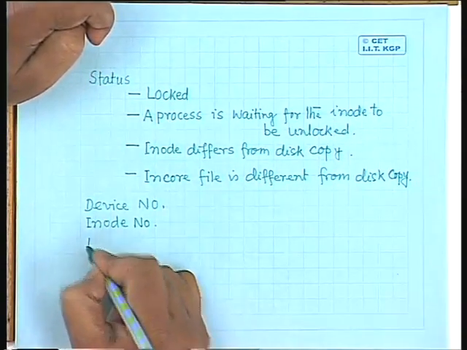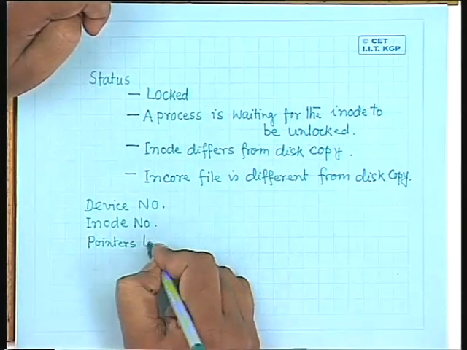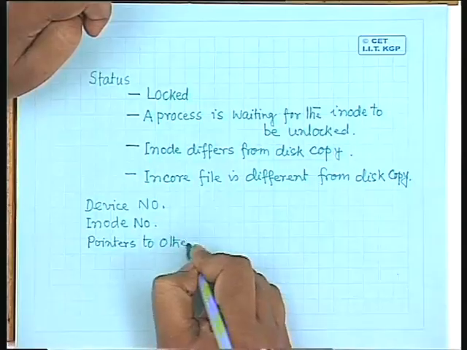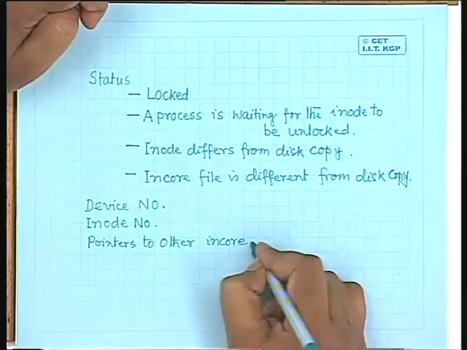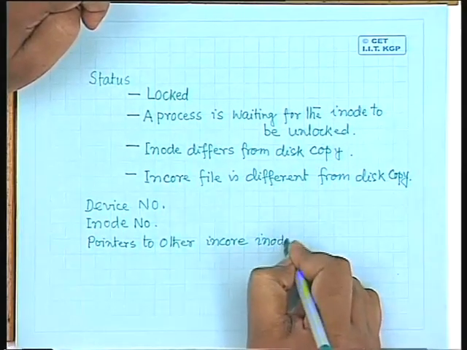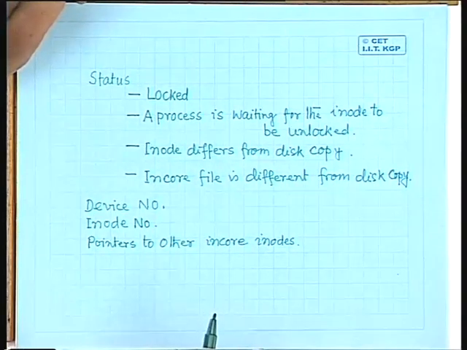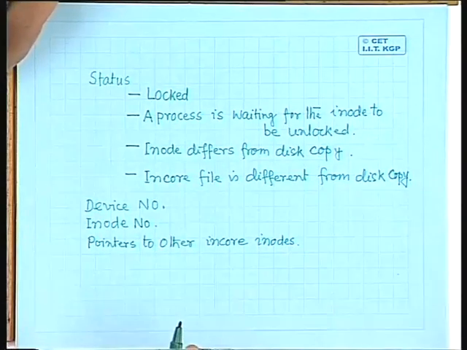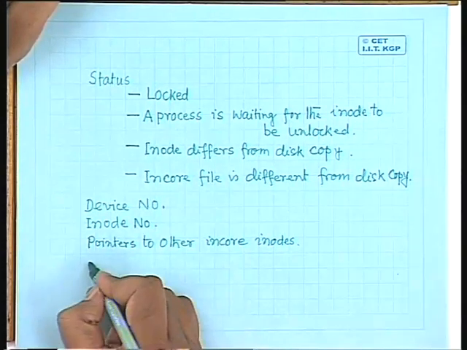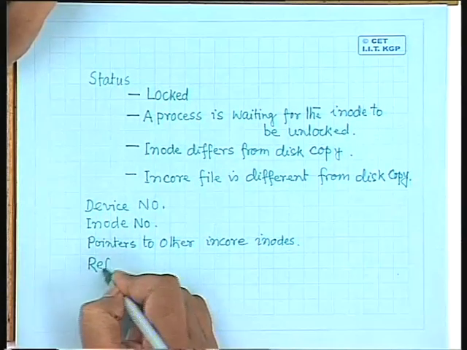Then obviously I have to have a set of pointers to other in-core inodes, and here again we have two sets of pointers. One set of pointers will be for the free inode list, and the other set of pointers will be for pointers to other inodes in the same hash queue, just as we have done in case of buffer cache. And here I have to have an additional field which is not present in case of buffer cache, that is what is called a reference count.